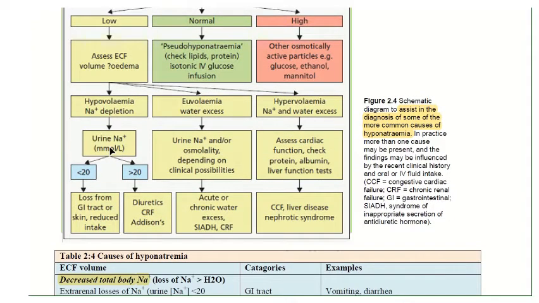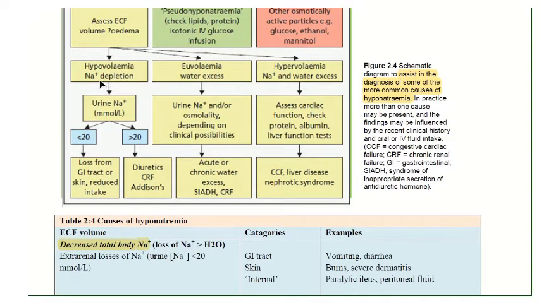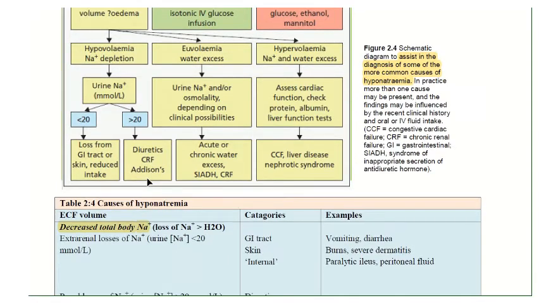هنا نرجع للدايجرام مالتنا. فهذه حالة الهايبوفوليميا الصوديوم ديبليشن. هنا اليورين صوديوم إذا كان أقل من 20 فاحتمال كان loss from GI tract or skin or reduced intake. وإذا كان أكثر من 20 احتمال استعمال الدايوريتكس أو chronic renal failure أو Addison's disease.